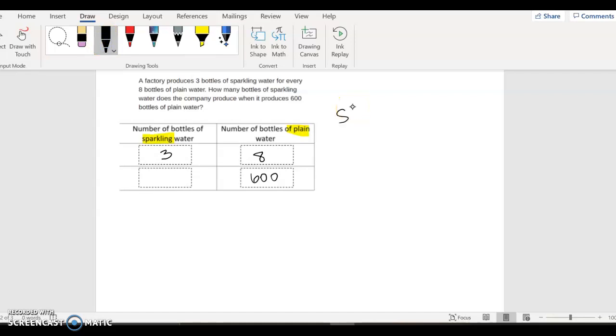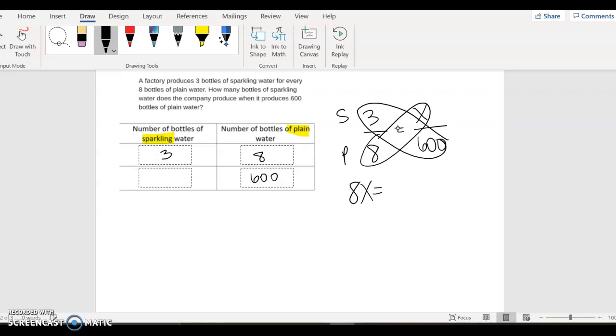So here we are comparing sparkling water and plain water, so I'm just going to use S and P in my proportion. I know that every 3 bottles of sparkling water, they could make 8 bottles of plain water. And then we want to know how many bottles of sparkling water they can make with 600 bottles of plain water. So now we cross multiply. I'm going to have 8x. Cross multiply: 600 times 3 is 1800.